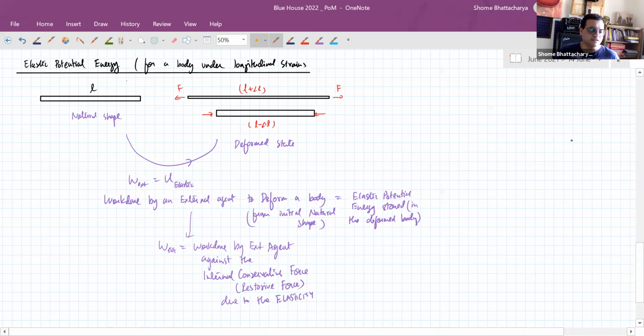Okay. So you'll see just like in the case of the spring, the potential energy was proportional to x square. Here the potential energy will be proportional to delta L square, because delta L is the amount of deformity. But of course, it will also depend on the other properties of the body, like the Young's modulus, the area of cross section, the natural length, etc.